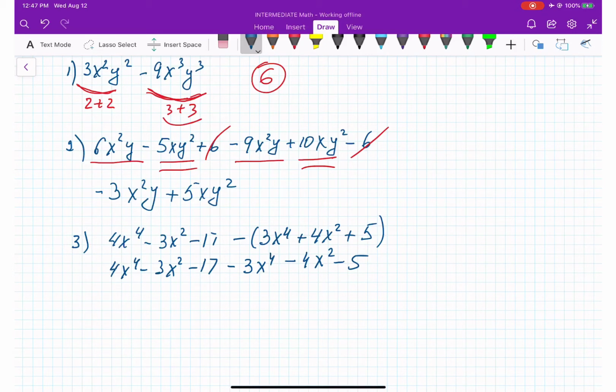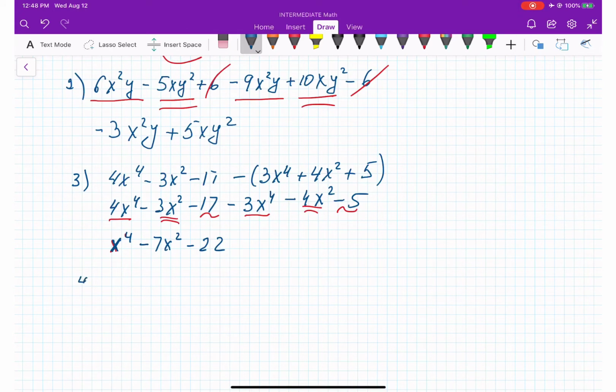All right. So, like terms: x to 4, negative 3x squared, negative 4x squared, negative 17, negative 5. So 4x to 4, negative 3x to 4, it's going to be x to 4, meaning 1x to 4, right? We don't write down 1. Next, negative 3x squared, negative 4x squared, going to be negative 7x squared. And negative 17, negative 5 is negative 22. Okay. Moving to problem number 4.